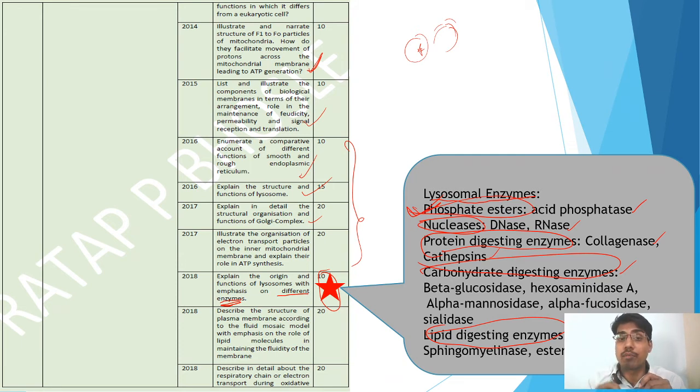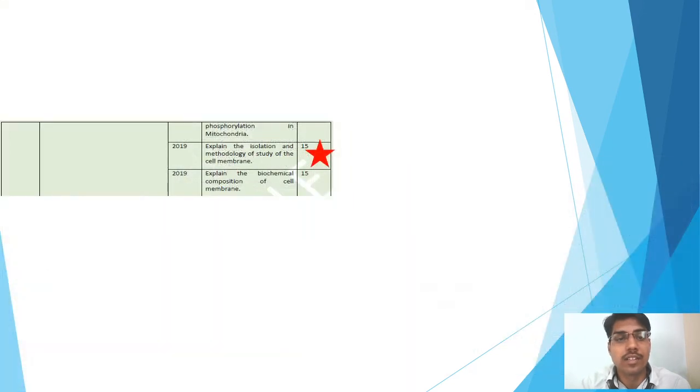You should also try referring to books. The other questions are easy: the fluid mosaic model, the electron transport system in mitochondria. The fourth question is: explain the isolation and methodology of study of the cell membrane. This question was asked last year. Most of the time, when we study the cell membrane, we study the different models of cell membrane, how the structure is, and what its functions are. We do a detailed analysis with four to five pages of notes. But what was asked last year was to explain the isolation and methodology of study of the cell membrane.